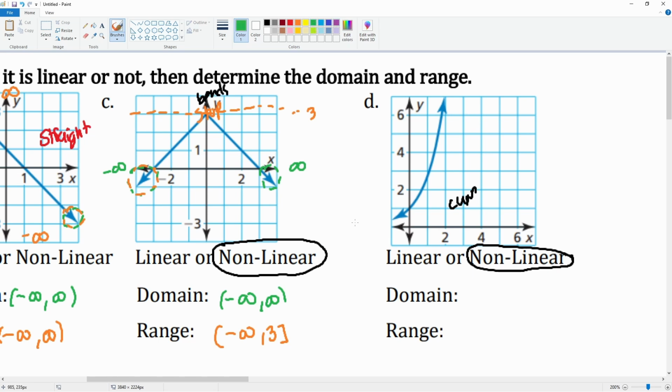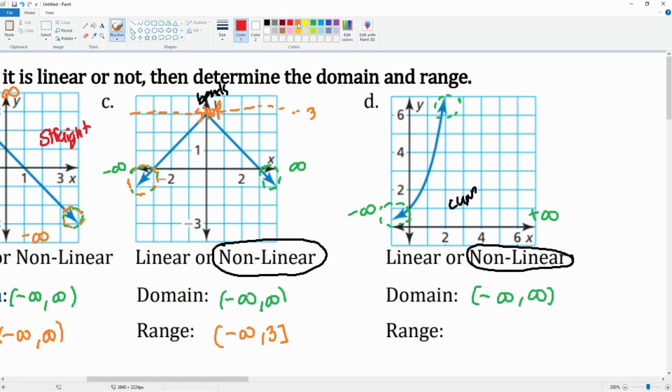Let's take a look at the x values. The x values are right here. So notice this does curve. This goes all the way to negative infinity and then goes all the way to the right. Looks like that is going all the way to positive infinity. Put parentheses around those. Negative infinity to the left, positive infinity to the right.